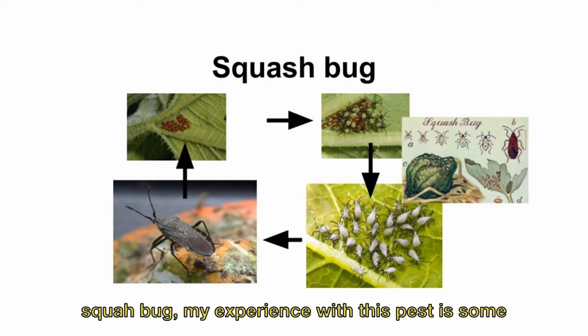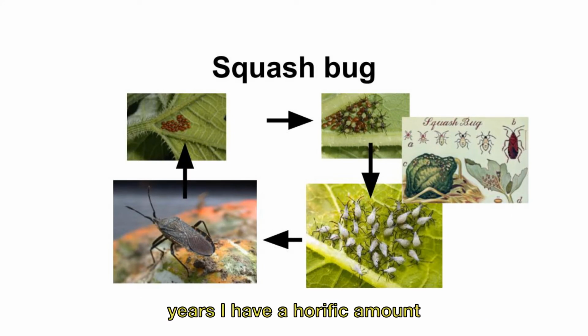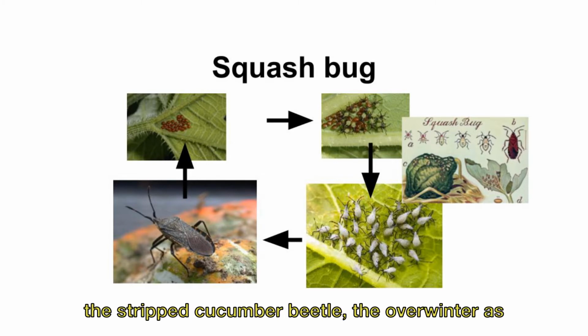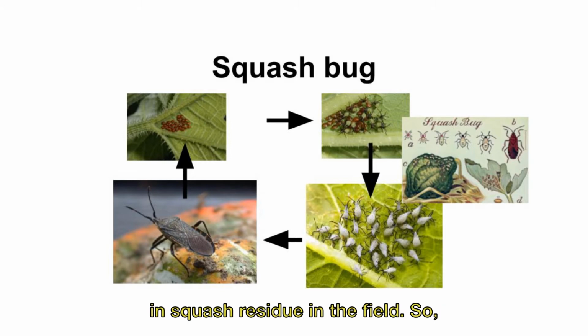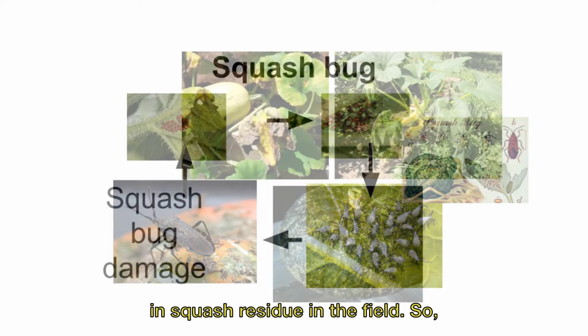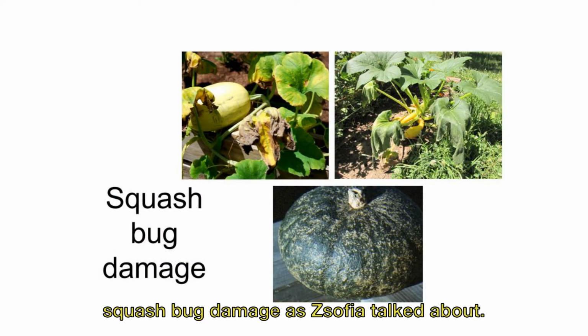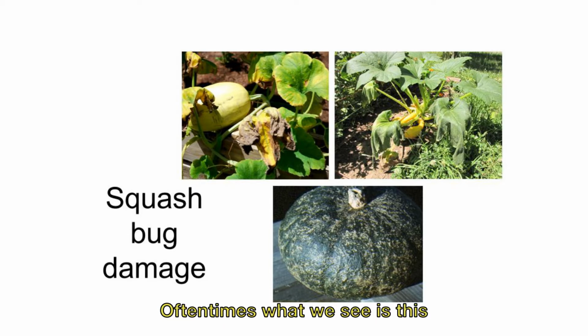So squash bug, my experience with this pest is some years I have a horrific amount of it. Other years I don't. Like the striped cucumber beetle, these overwinter as adults. And again, they tend to overwinter in squash residue in the field. So squash bug damage, as Zsofia talked about, oftentimes what you'll see is this discoloration of leaves or a kind of a stippling effect on fruit. So you'll see pucker marks and things.